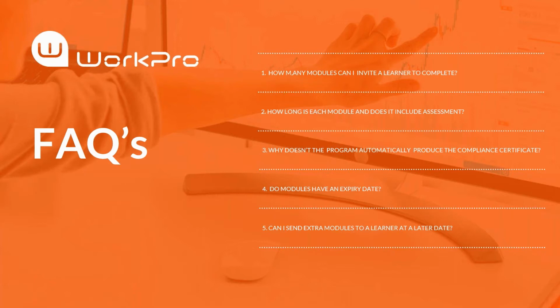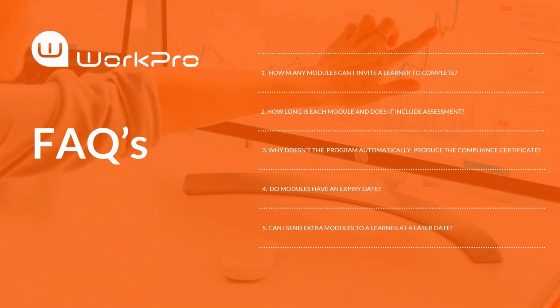How long is each module, and does it include assessment? Yes, it does. Each module is anything between 30 minutes and 50 minutes, and most modules include assessment. There are a few exceptions to that. So the Fair Work Statement, the Casual Employment Information Statement, our Privacy Induction Module, and Officers' Due Diligence do not include assessment. They're more acknowledgement.